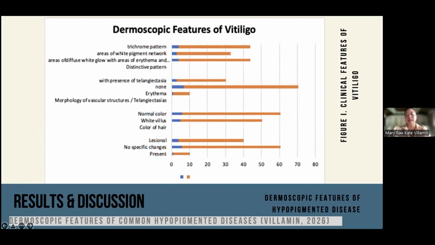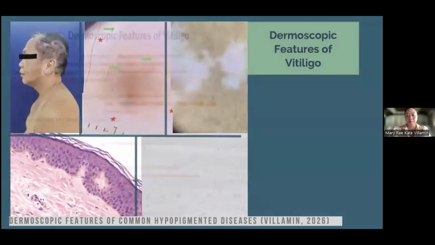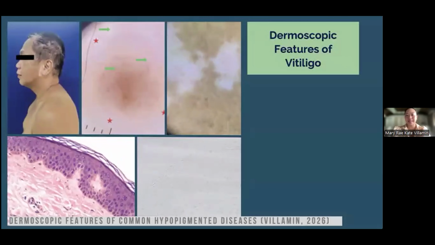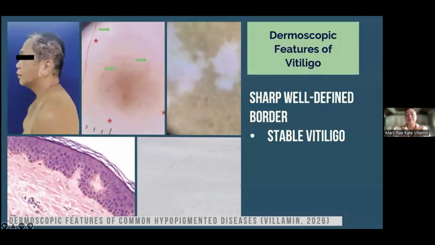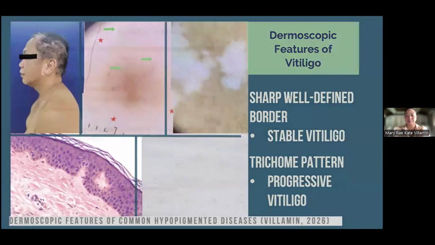Histopathology showed a decrease in melanocytes at the basement membrane, which is reflected in dermoscopy as a diffuse white glow caused by the light-induced autofluorescence through dermal collagen. The sharp, well-defined lesion border indicates stable vitiligo, while features like perifollicular pigmentation, trichrome pattern, and white pigment network suggest progressive vitiligo. Hence, dermoscopic findings can help assess disease activity.